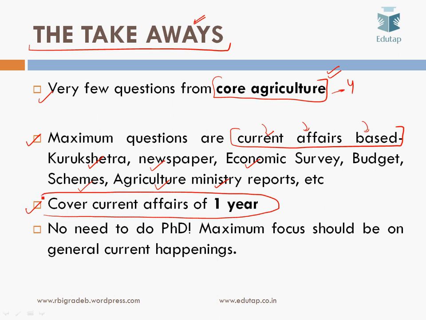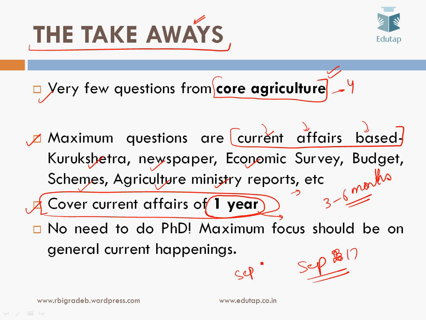Now generally for banking examinations you cover the current affairs for 3 to 6 months prior to the examination, but for NABARD, in order to be very safe, you have to cover the current affairs of the previous 1 year. So if the examination is conducted this year in the month of say September 2017, then you have to start from September 2016 and cover the current affairs up till August 2017. Right, so you have to cover the current affairs for 1 year.